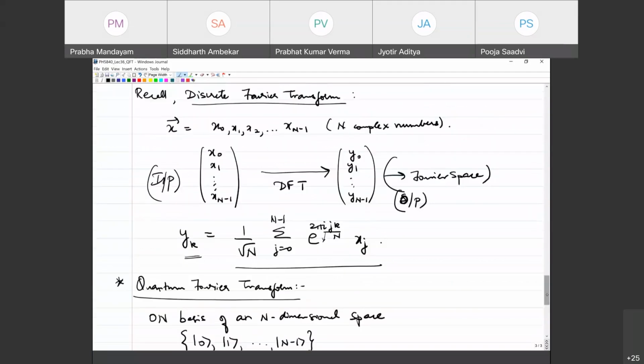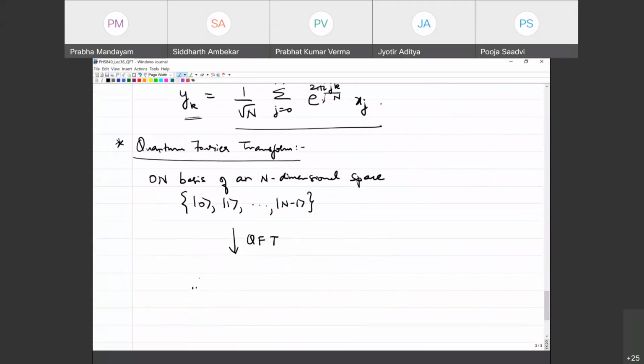Wait. So let me do the same thing. I always end up making this mess. Okay, so let me say ket K tilde. Yeah, so I want to call this K tilde, just like I call this YK. So it transforms it to another orthonormal basis, basically, where the elements of this orthonormal basis look like this. So this is again J going from 0 to n minus 1, e to the 2 pi I j k by n, ket J, right?